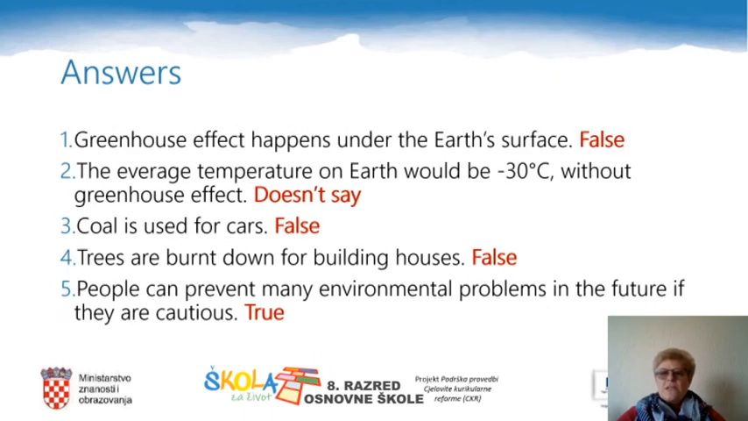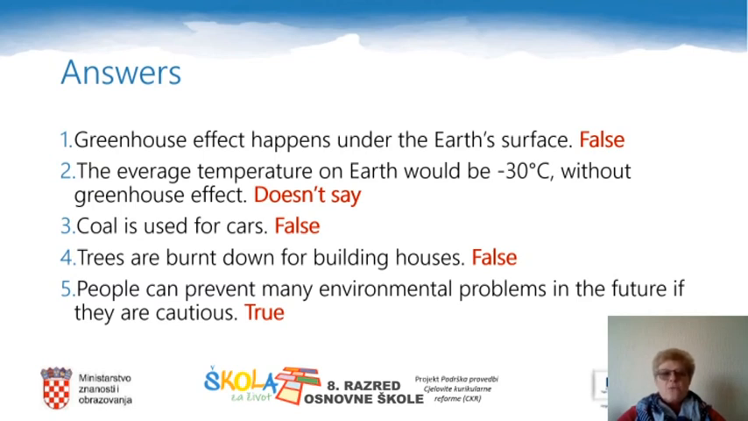I hope you have finished. Here are the correct answers. You can now check your answers and see your scores. Number 1 is false, as the greenhouse effect happens on and above the Earth's surface, not under the Earth's surface. Number 2, it doesn't say what the average temperature on Earth would be without greenhouse effect.